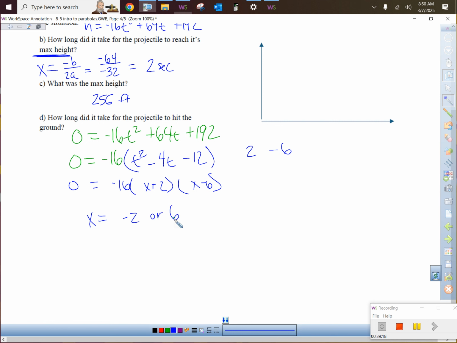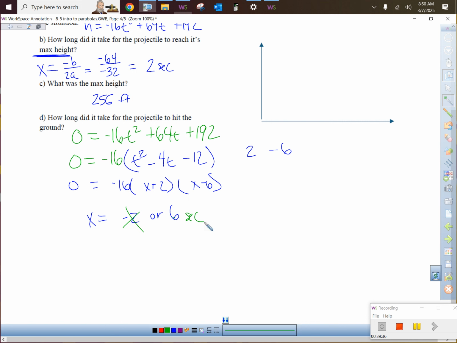And then you're probably going to get an extraneous answer. Show it, but cross it out. Extraneous means it makes no sense for this scenario that it took this ball or whatever they threw, this projectile, negative 2 seconds to hit the ground. Doesn't quite work that way. It makes sense algebraically, but doesn't fit.